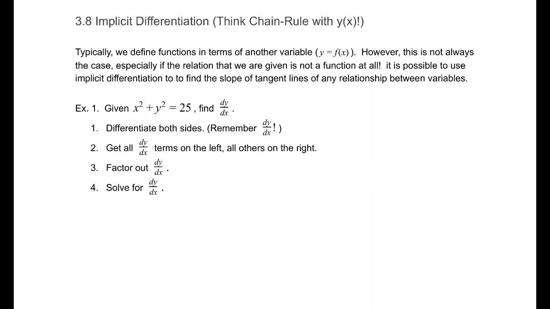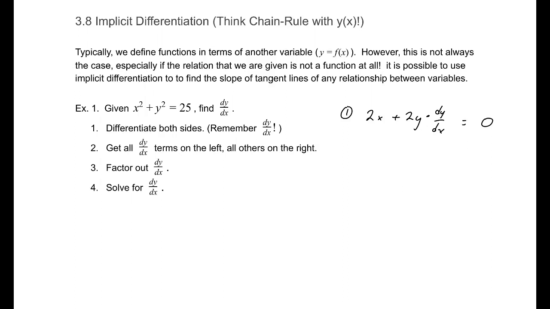Example 1, given x squared plus y squared equals 25, find dy/dx. So first, differentiate both sides. All right, so the derivative of x squared is 2x, the derivative of y squared is 2y, and here is our difference. We will have times dy/dx. That's why I think of it as the chain rule. Take the derivative of y in there. And then the derivative of 25 is 0.